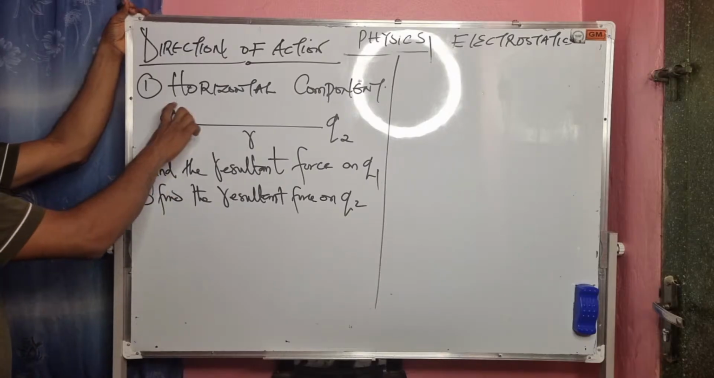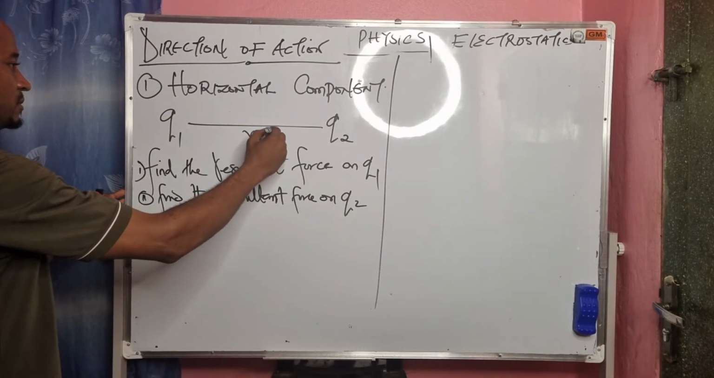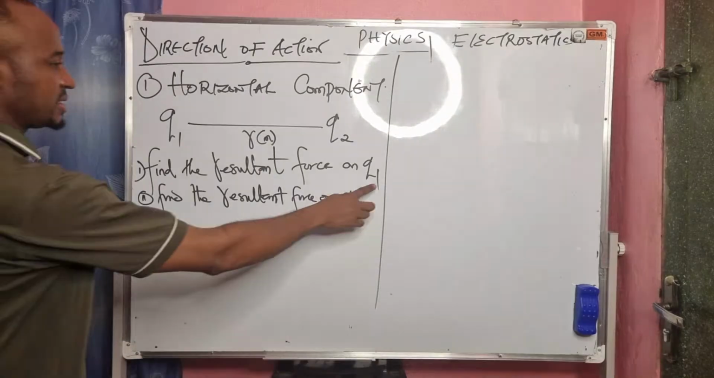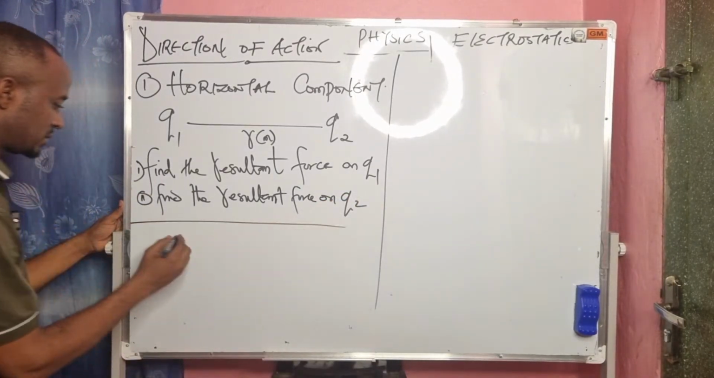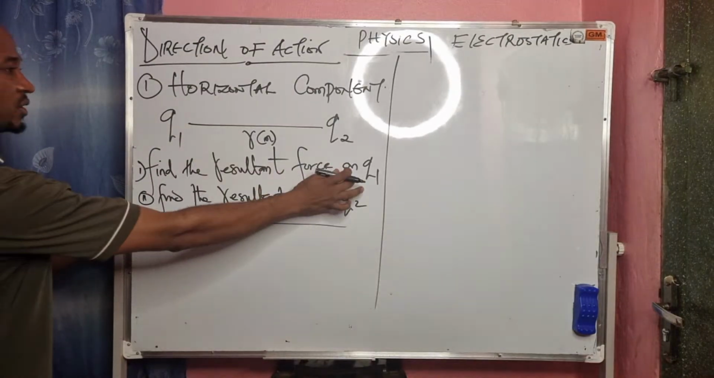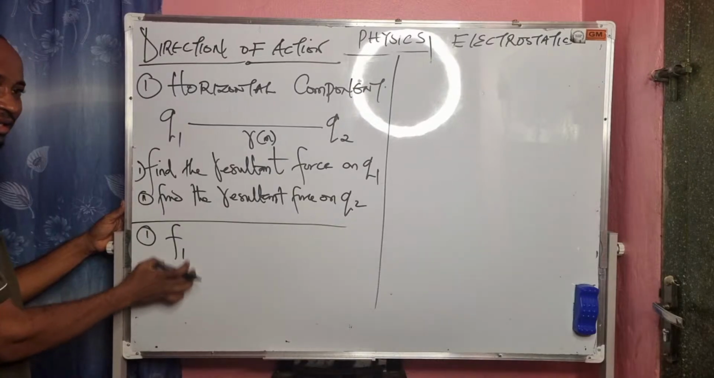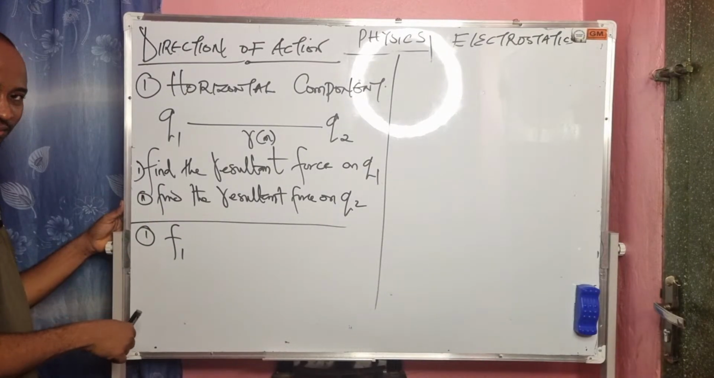If we are given 2 point charges separated by distance r in meters, and we have to find the resultant force acting on what? On Q1. Emphasis is placed on charge 1. The resultant force on Q1 is F1. It simply means find F1, which is the force on charge 1.